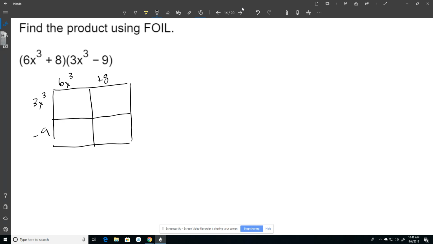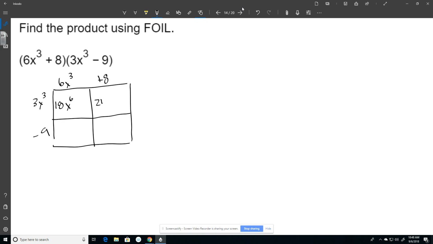And now I multiply this first row by this first column. 3x cubed times 6x cubed. 3 times 6 is 18. X cubed times x cubed is x to the 6th power. It is not x to the 9th. When we multiply, we add the exponents. We don't multiply them. Now I do 3x cubed times 8.